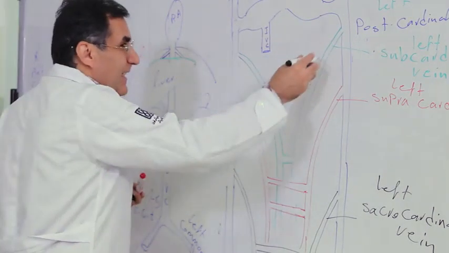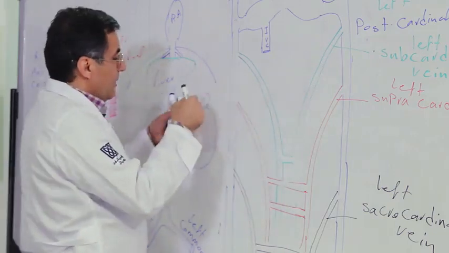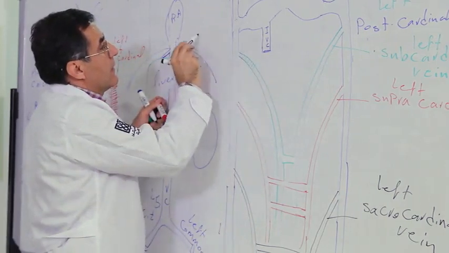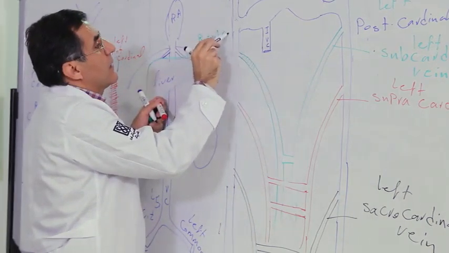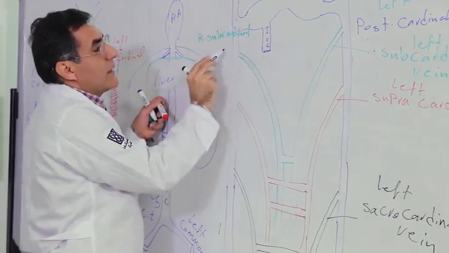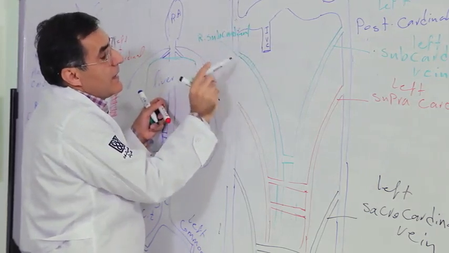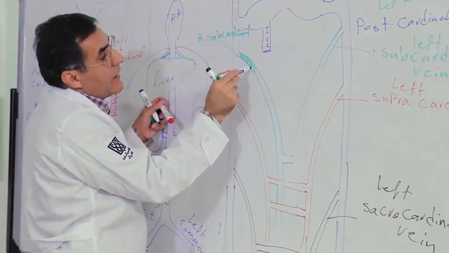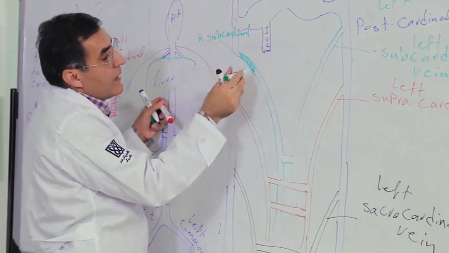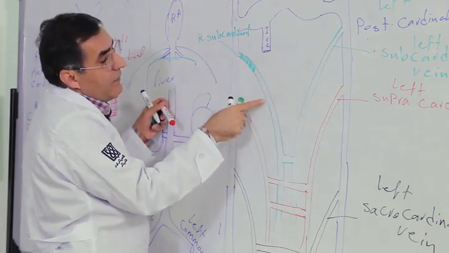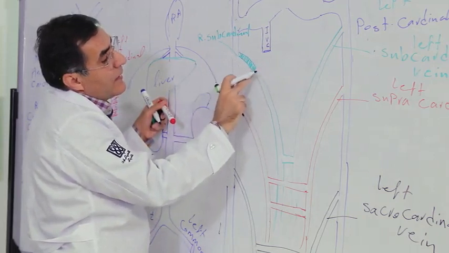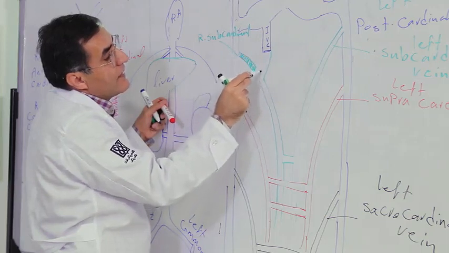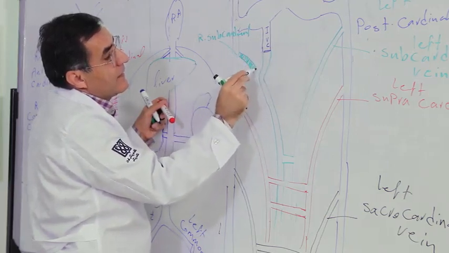Okay. The subcardinal veins: if you look at my pictures, on the right side, this is the right subcardinal vein. The connection between the right subcardinal vein and the posterior cardinal vein is obliterated. As a result, the subcardinal vein makes a new communication with the right vitelline vein here.